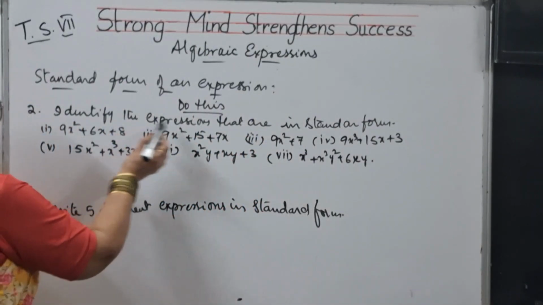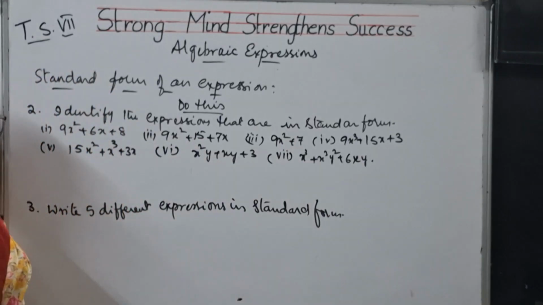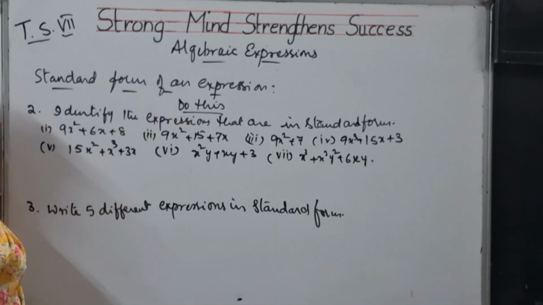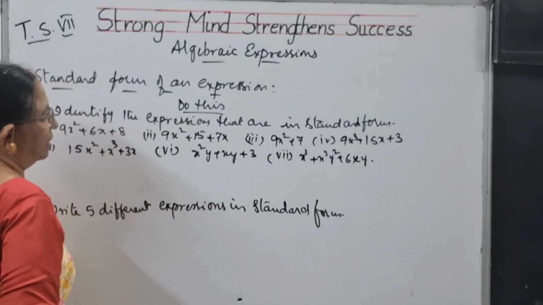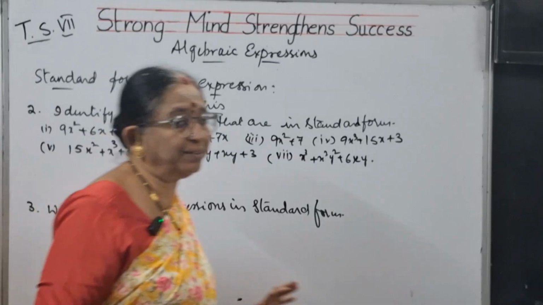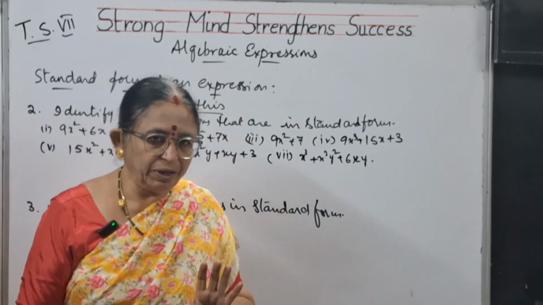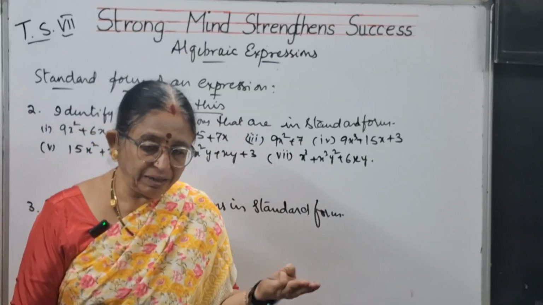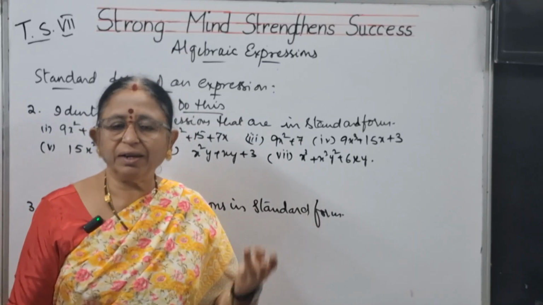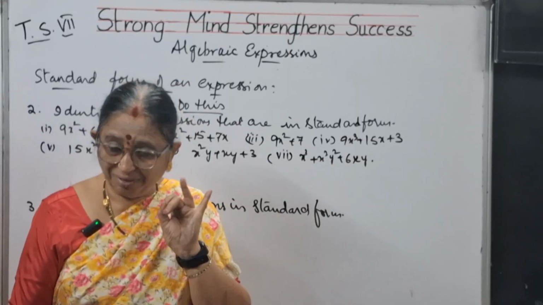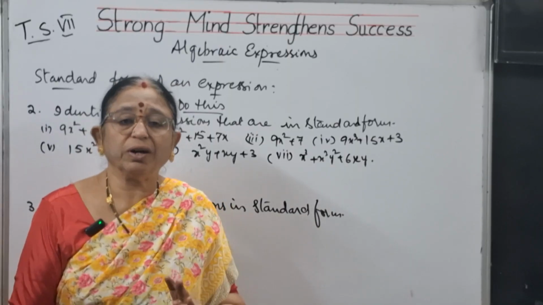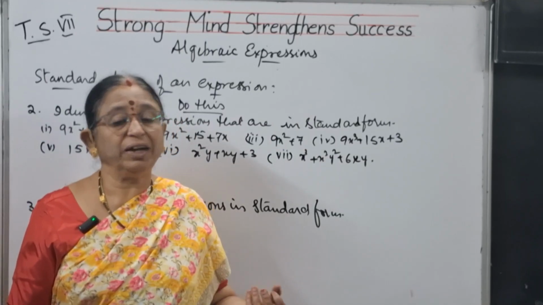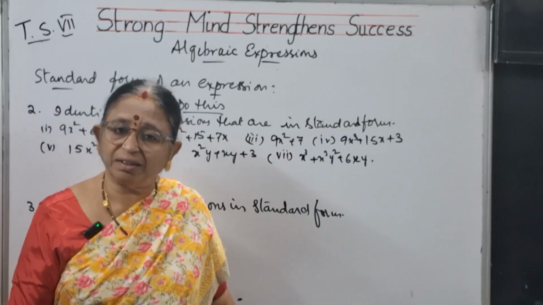Now, identify the expressions that are in standard form. This is the question. So you have to observe this and say whether it is in standard form. What did we understand? In standard form, the highest power of the variable should be written first, and the next powers should be in descending order, and there should be a constant term. That also is very important. A constant term means a term without x or without any variable. If that is not there also, you cannot consider it as a standard form.